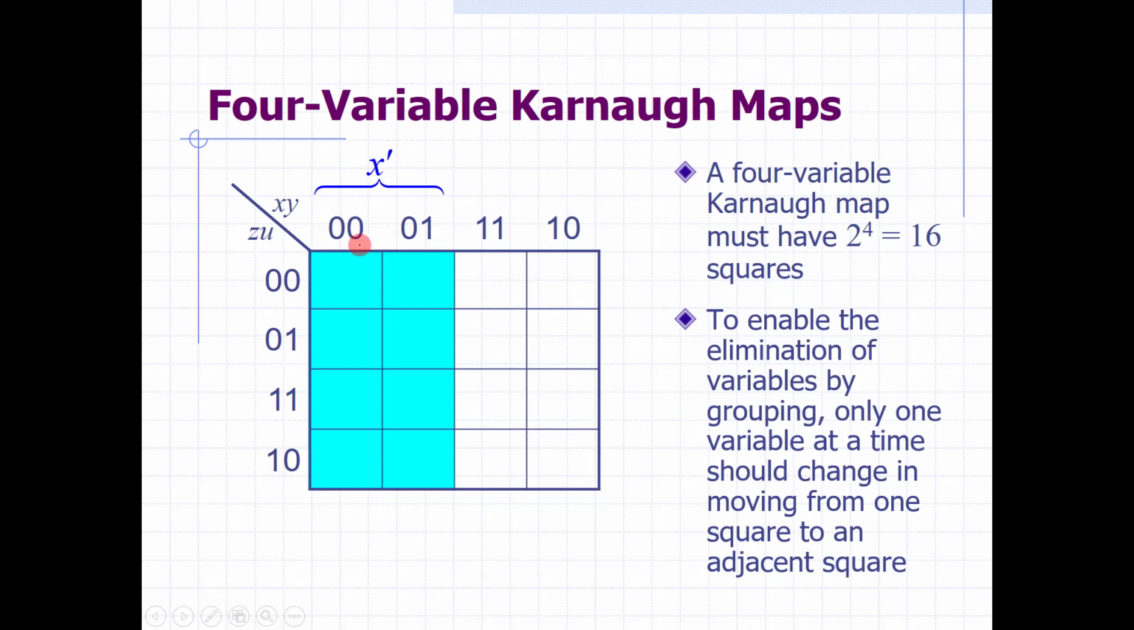But if I were to label this thing, the first 2 columns have something in common. It's X is 0, so that means X is not. And the next 2 columns have something in common. That's X is 1. And then the middle 2 columns have something in common. They have Y is 1, and then Y is 0 in the first and last.